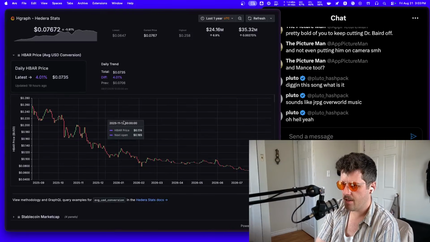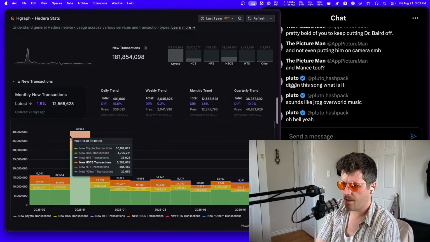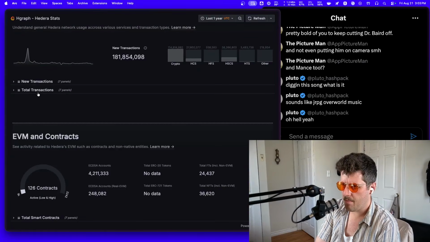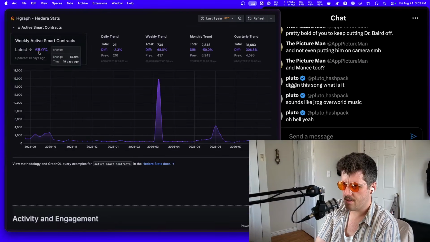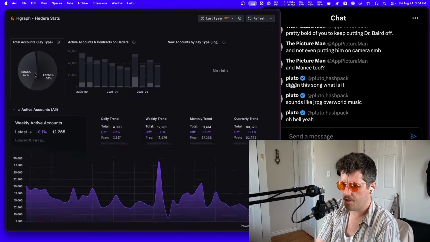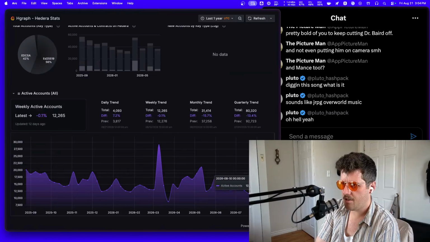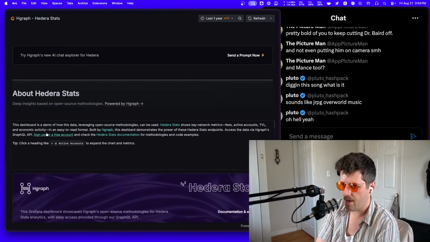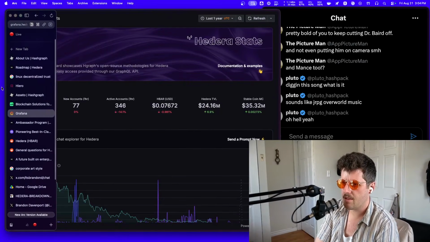The HBAR price has been going down. New transactions on the network, it's not going up. Active smart contracts, not a whole lot of action. Active accounts, kind of just, we're in the zone, we're doing the best we can, but we're not really seeing growth in usage of the network. So we're kind of flatlining or declining. We're not really seeing a ton of that stuff.